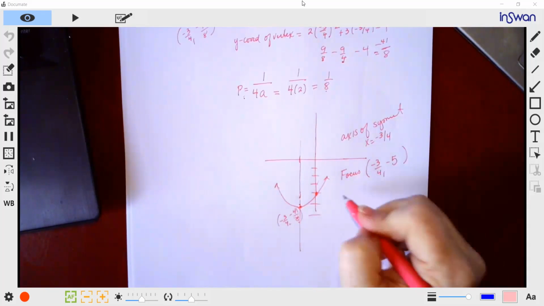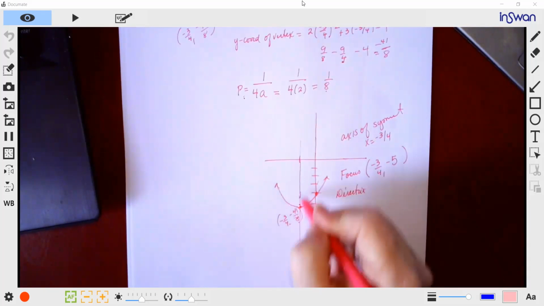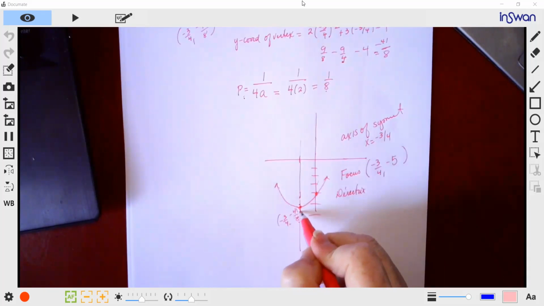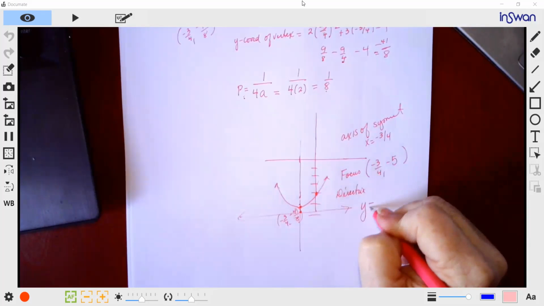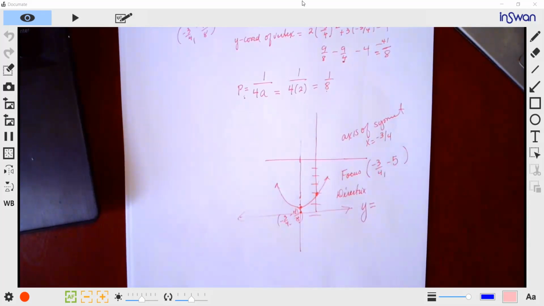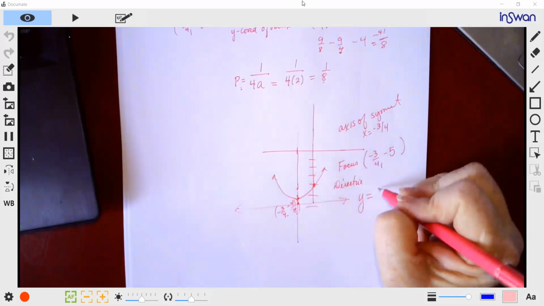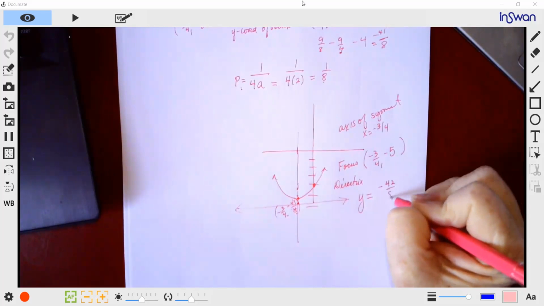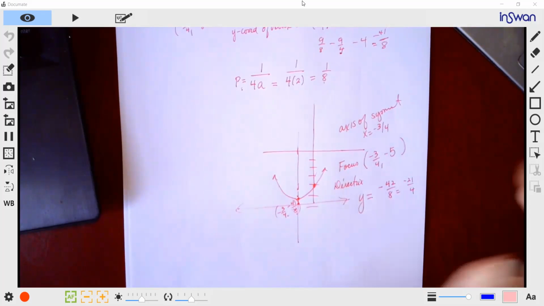To find the directrix, we're going to move the opposite direction. So if we had to move up to get to the focus, we're going to move down to get to the directrix and draw that line right there. And so the directrix would be y equals what over 8? The y coordinate of the vertex is -41/8. I moved 1/8 of a unit down, so that would be negative what? -42/8, exactly, or -21/4. So it can move around, just depends on where the vertex is.